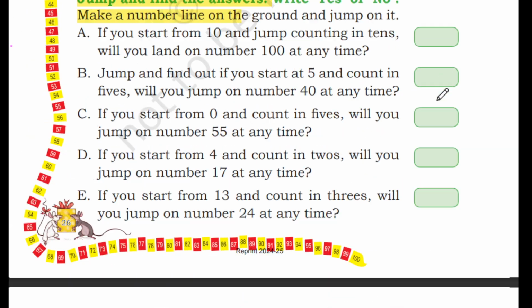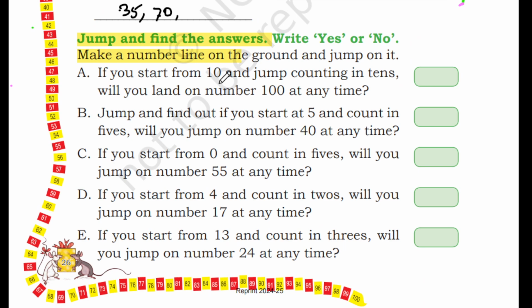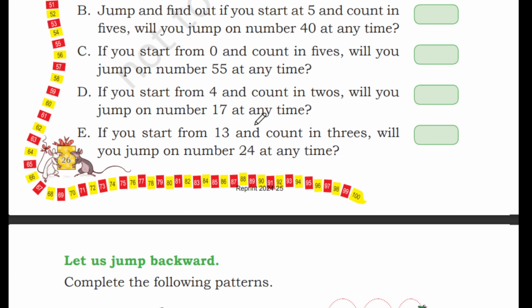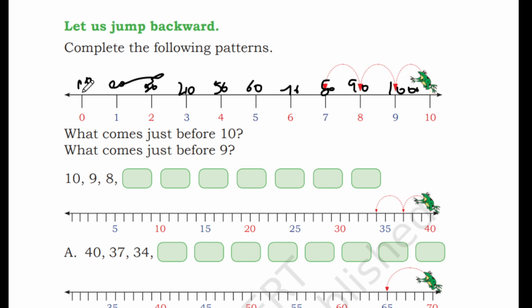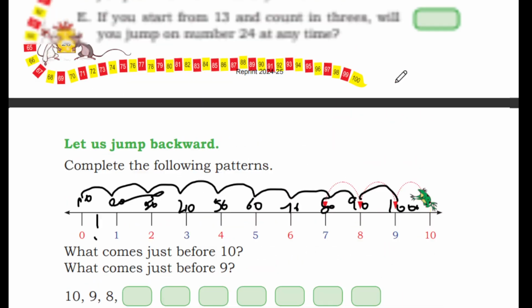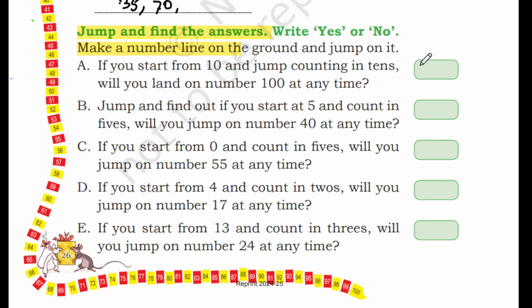So now what they are asking, if you start from number 10 and jump counting in tens, will you land on the number 100? Yes, because from 10 to 20 in between we have 10 numbers, right? So if you jump 10 times, 1, 2, 3, 4, 5, 6, 7, 8, 9, and 10. So if you jump, will you reach 100? Yes, we will reach 100, correct. So this is a yes question. So the answer is yes, we will reach the number 100.